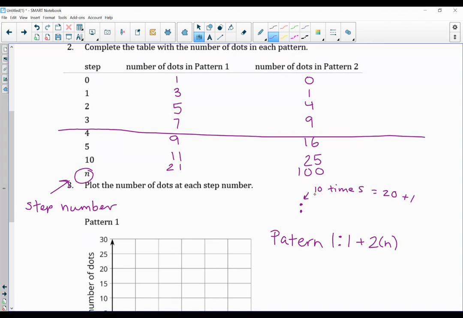We multiplied 10 by 2, how many dots are in a row, and then added 1. So this is actually going to be 2n plus 1. Every single time we do that, it will work. So you should pause the video and then try plugging in 0 all the way to 10 and see, does it match what we have in the chart?